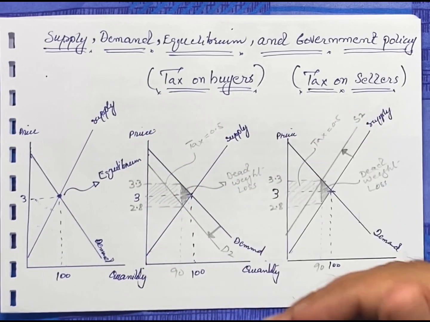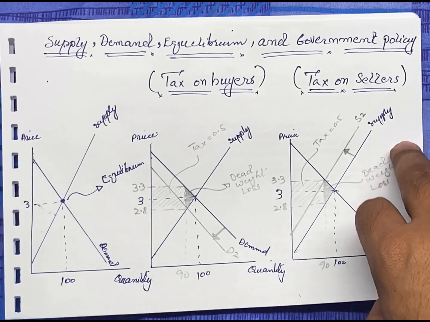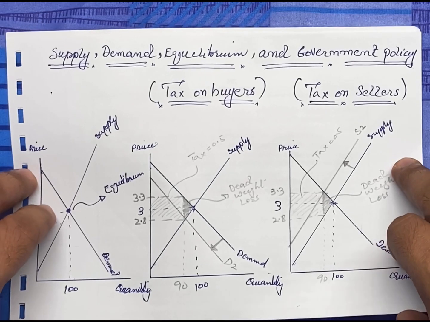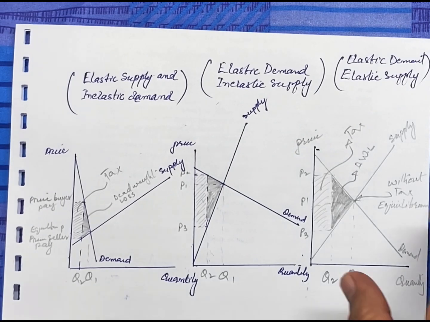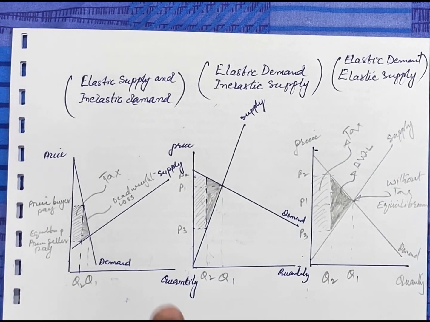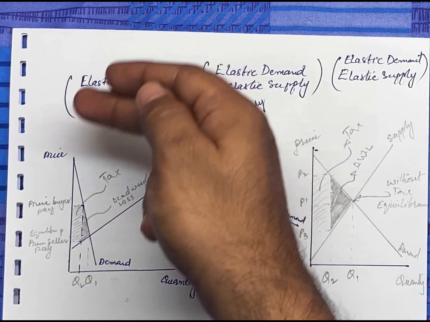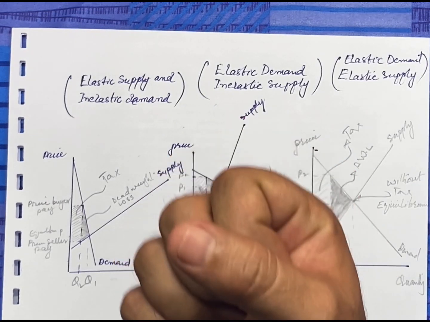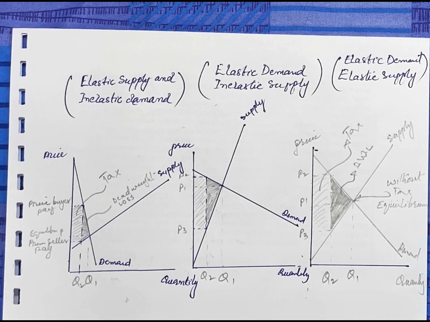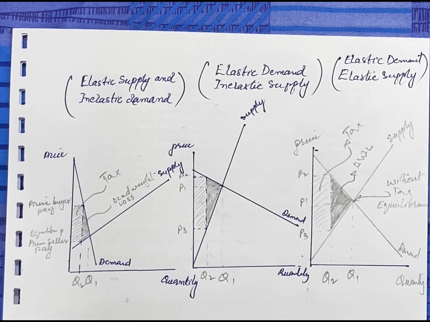How can it be possible? It can only be possible when there is a difference in elasticity. So to understand in more detail what I am trying to say, let's see these graphs. Here, our supply is elastic but demand is inelastic. If you don't know the basics of elastic or inelastic, please visit my previous video on elasticity and inelasticity.